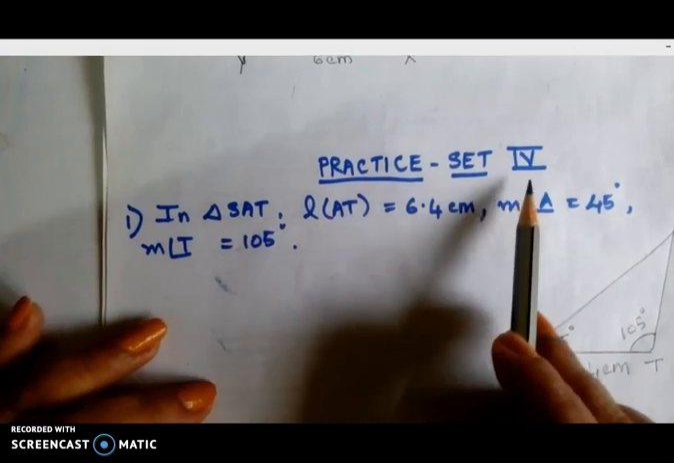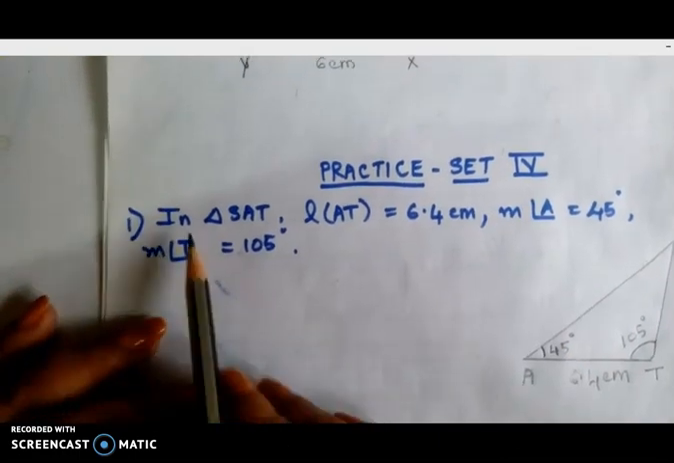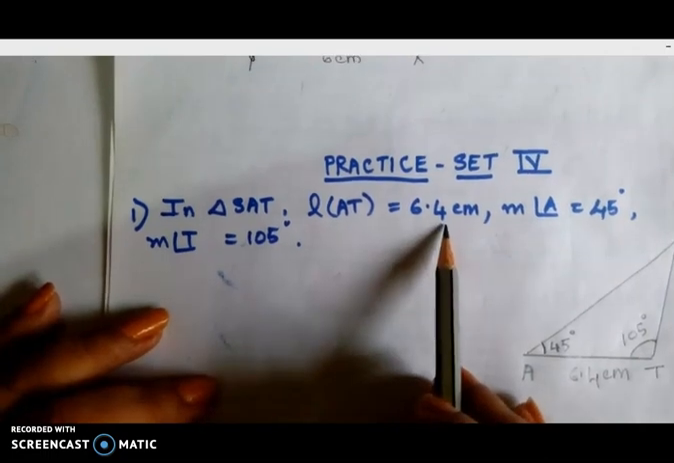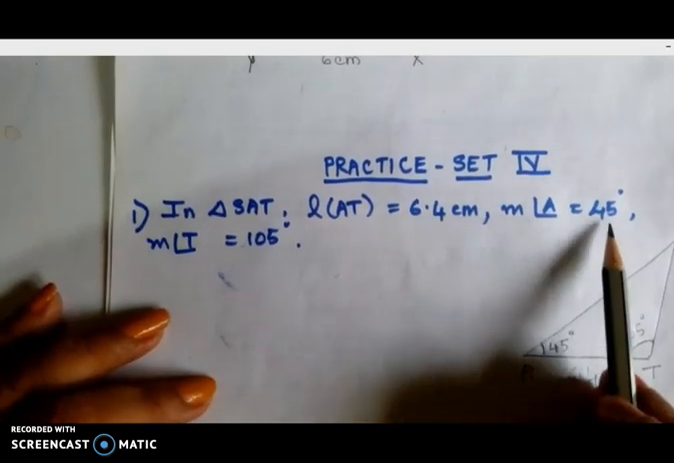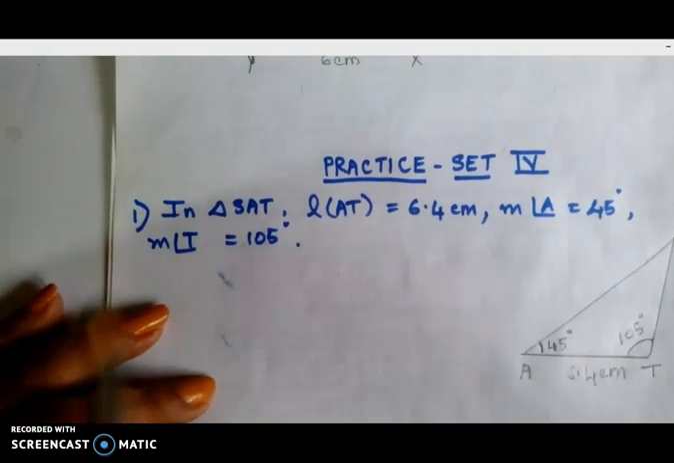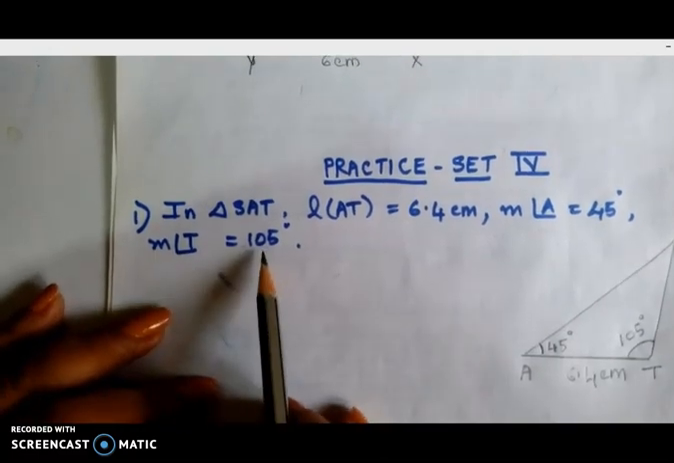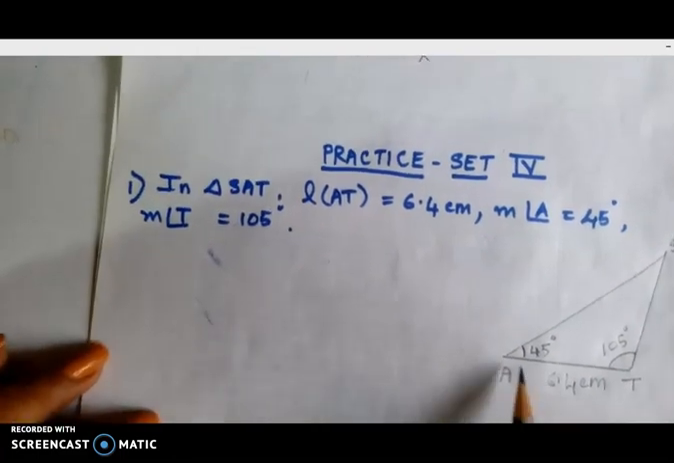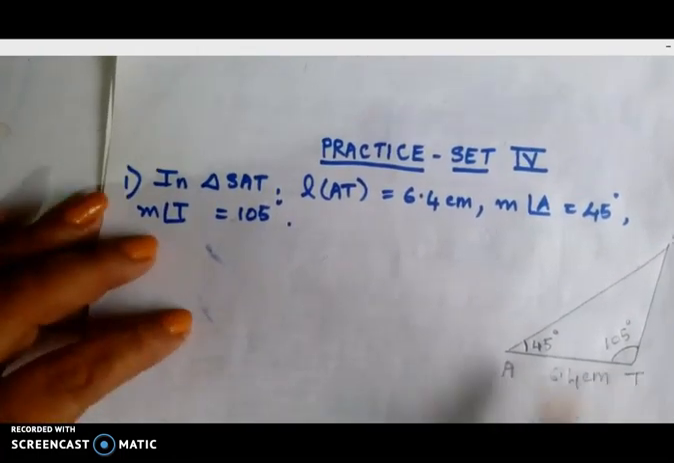So now we begin with practice set 4. The first sum. In triangle SAT, length of AT is 6.4 centimeter. Measure angle A is 45 degree, which is an acute angle, and measure angle T is 105 degree, which is an obtuse angle. So first we will draw the base AT.